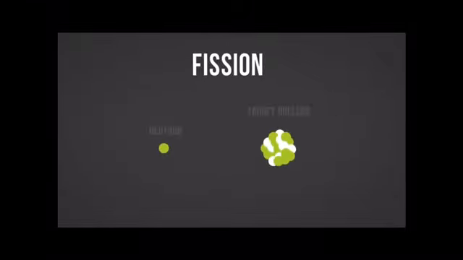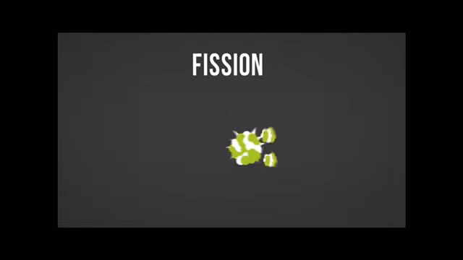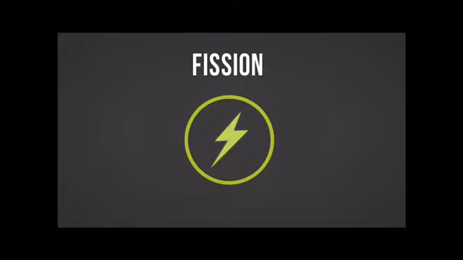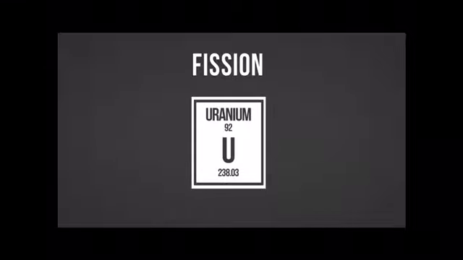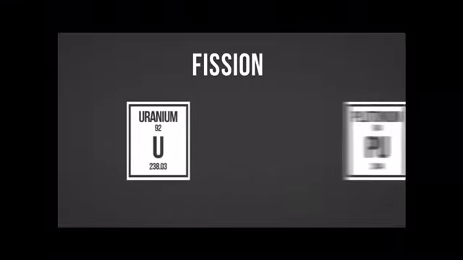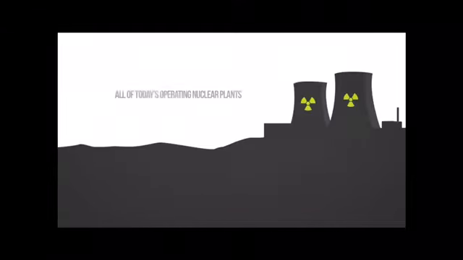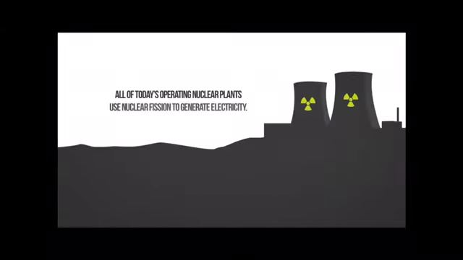Nuclear energy is the energy held in the nucleus of an atom. It can be obtained by two types of reactions, fission and fusion. Nuclear fission produces energy through the splitting of atoms, which releases heat energy that can be harnessed to produce electricity. The fuel most commonly used for nuclear fission is uranium. However, other elements such as plutonium and thorium can also be used. All of today's operating nuclear plants use nuclear fission to generate electricity.